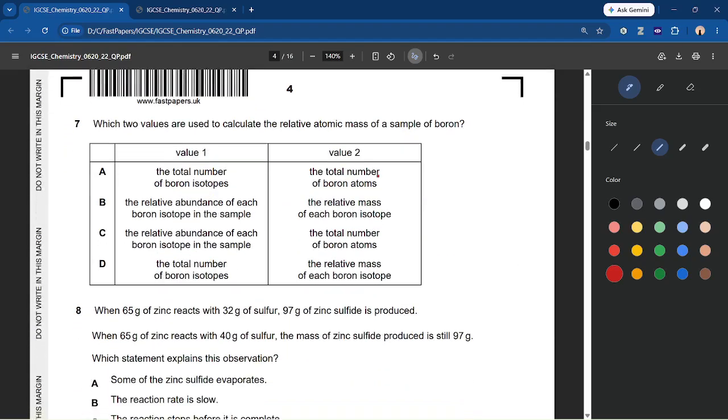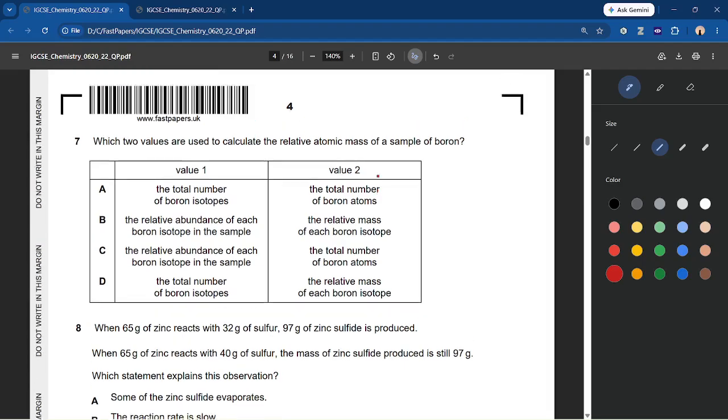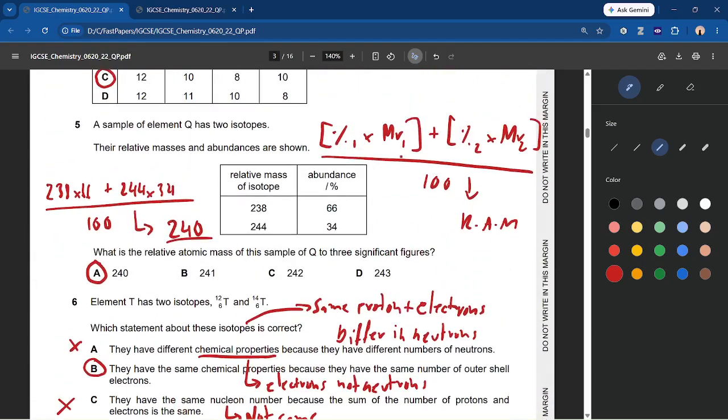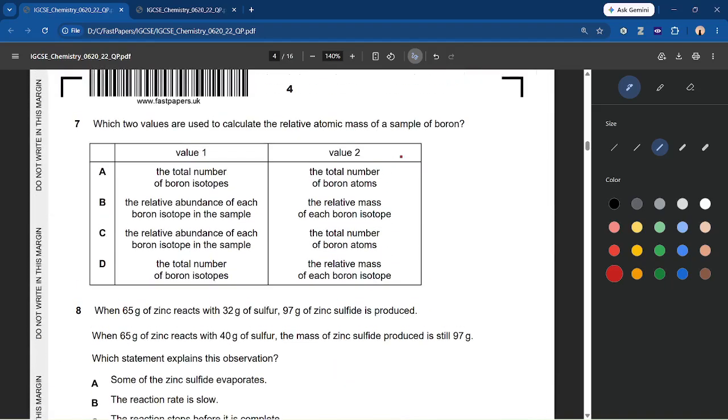Sorry about that. Which 2 values are used to calculate the relative atomic mass of a sample of boron? So again, we need to figure out over here, you need to find out the percentage mass and the MR. So relative abundance basically means the percentage abundance and the relative mass of each boron isotope, so this is going to be B. Let's take a look at the other ones, total number of boron atoms. This you don't need. The relative mass of each boron isotope, total number of boron isotopes, you don't also need this. You just need the percentage abundance.